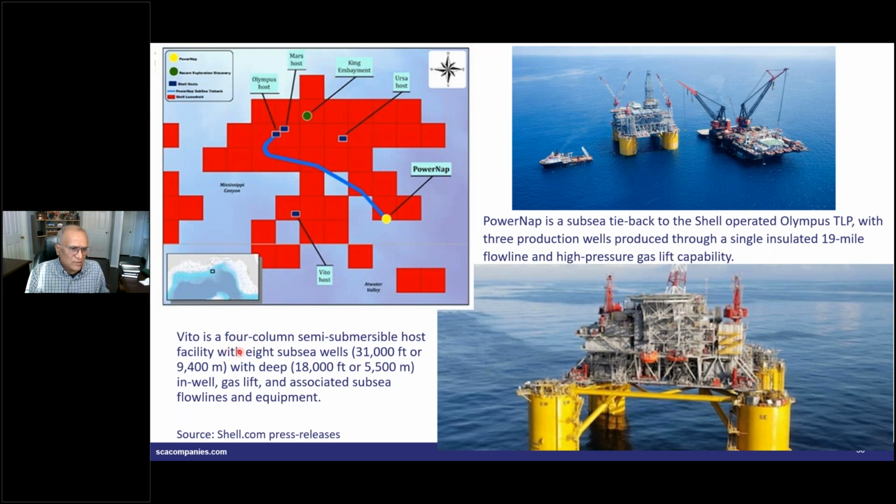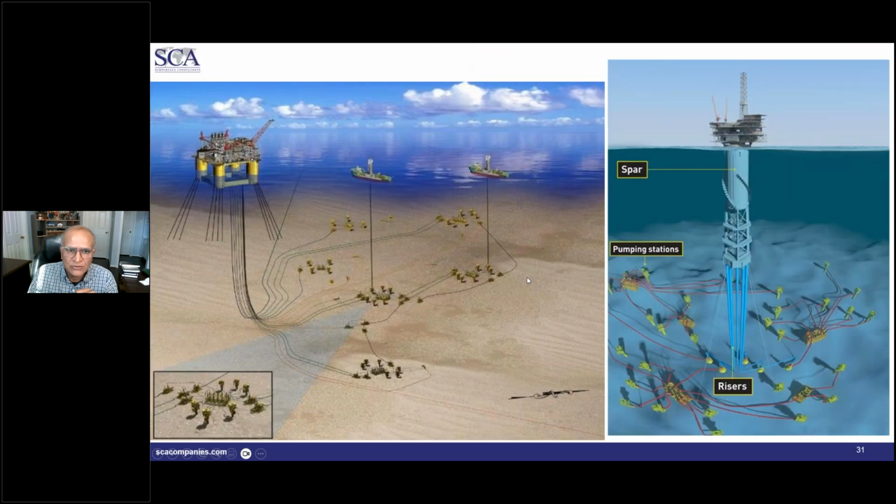Coming to Vito, it has 8 subsea wells, 9,400 meter or 31,000 feet deep, with almost 5,500 meter water depth, right? In-well gas lift and associated subsea. I can go through a few other developments like this, though I do not have exact numbers of gas lifted production, but based on the announcements that I have seen, it is safe to say that gas lift is producing the majority of the production.